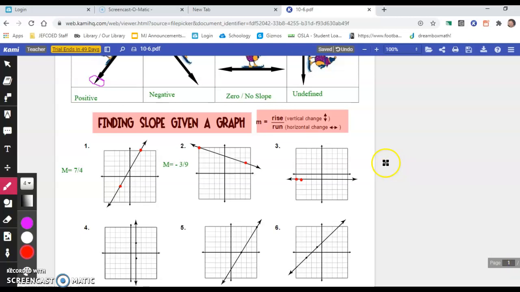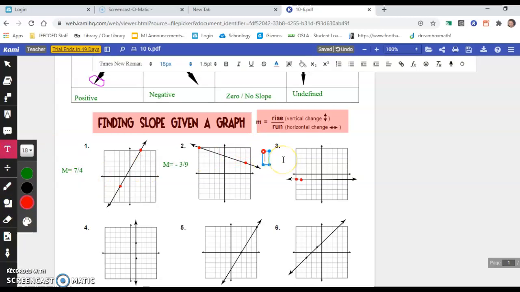The horizontal change is 1, but it's staying flat on that axis. So it's not really going up and it's not really going down. So you guys should realize that if it's that straight line across, this one is M equals what? 0. Okay? Or you could also say that this was no slope.